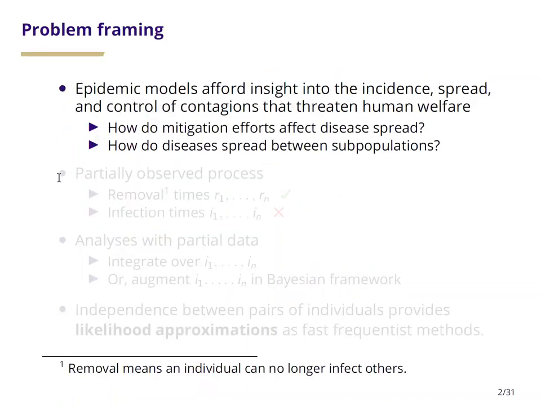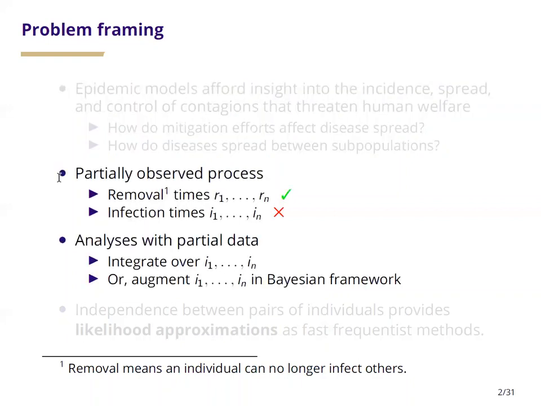Epidemiologists are generally hoping for flexible and general models to describe the incidence, spread, and control of contagions that threaten human, animal, and plant welfare. With these statistical models, we're able to ask important questions. For example, how do mitigation efforts affect disease spread? Or how do diseases spread between subpopulations?